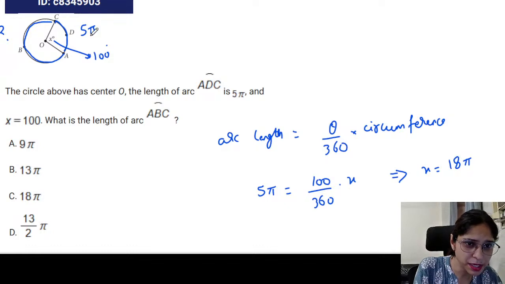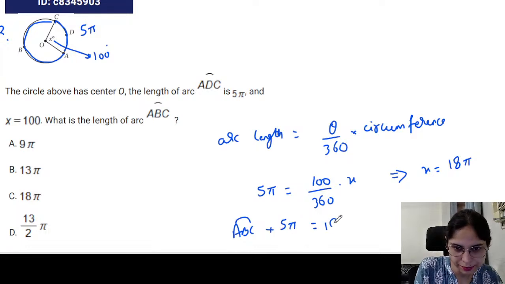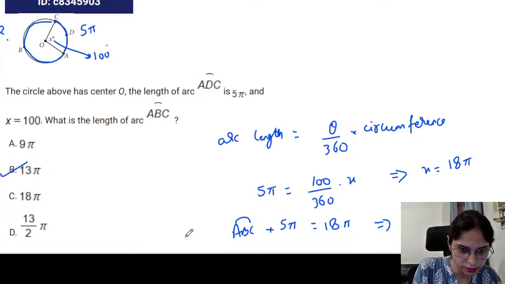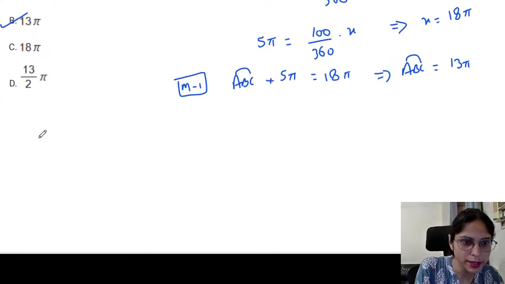And now ABC plus 5 pi has to be equal to 18 pi, because they both are making the entire circumference. That is why ABC would be 18 pi minus 5 pi, that is 13 pi. Alright. That's method 1. How else could you have done this?